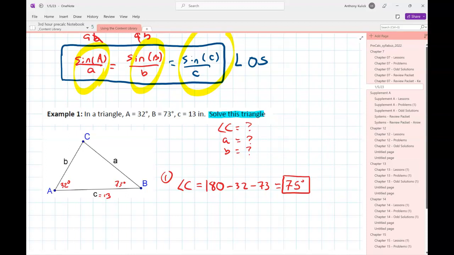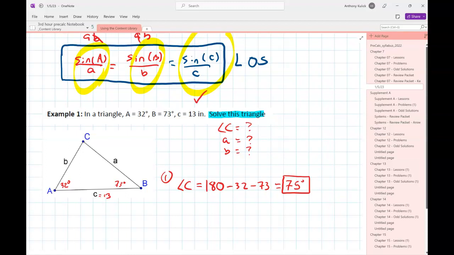Now we're going to look for either side A or side B. In this situation, it doesn't matter which one you do first. In other situations, it might. We'll talk about the order in which to do things a little bit later once we've run through some scenarios in which it matters one way versus another. And we'll build out a little set of directions as to when to do what in what order. But the key here is that we know angle C and side C.